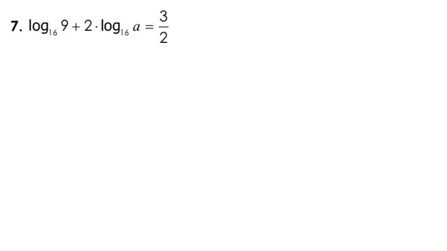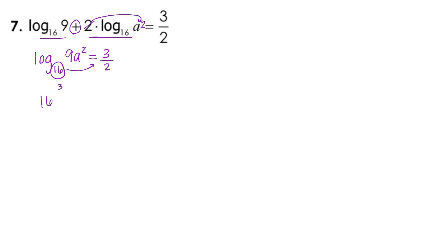All right, very similar to the previous problem, we are going to go ahead and put these things together. Now we do need to move that up, and so that's going to be our a squared. So we're going to go ahead and write that in. And then we have addition, so we're going to put that together with multiplication. So we have log base 16, and then it's going to be 9 times a squared, and that's going to be equal to 3/2. And again, since we only have a logarithm on one side, this is where we go to our exponential form. So we're going to have 16 raised to the 3/2 equals 9a squared.